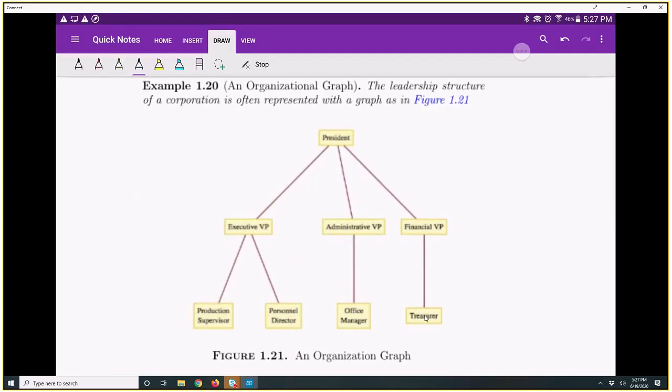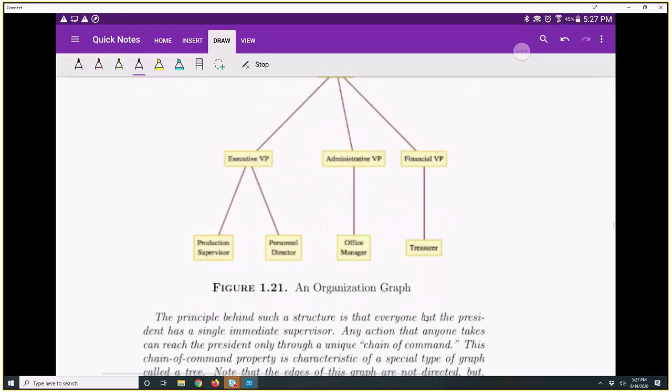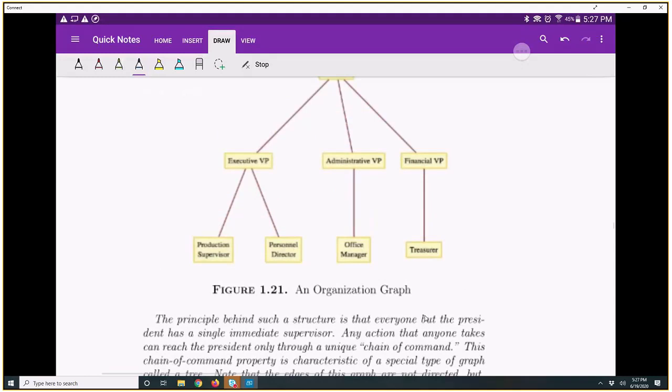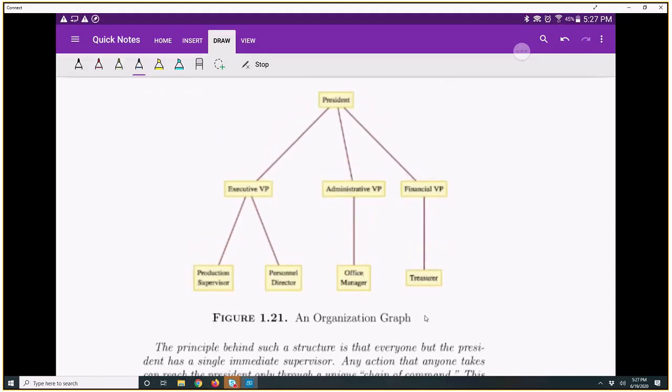Figure 1.21 is an organizational graph that shows the leadership structure of a corporation. Such a leadership structure would often be represented visually in this way. The principle behind the structure is that everyone except the president has a single immediate supervisor, as we can see, and any action that anyone takes can reach the president only through a unique chain of command.